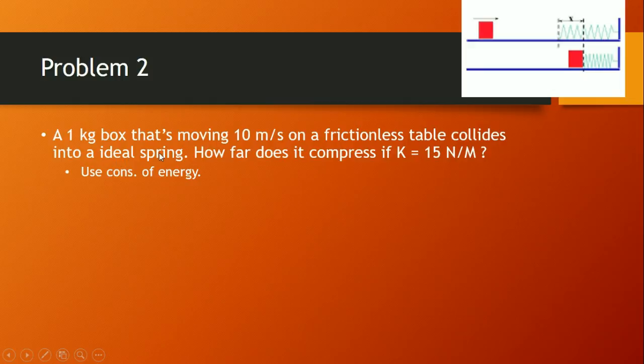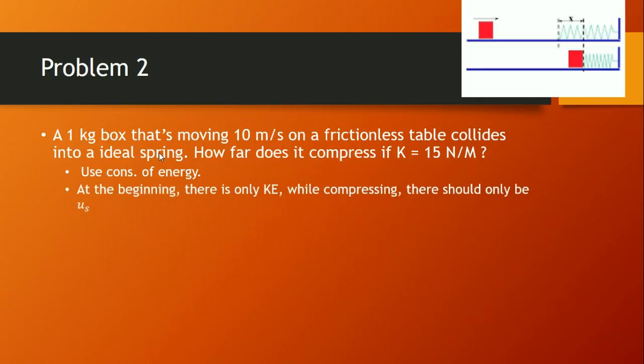So again, we have to figure out what energy is at the beginning. So at the beginning, the box is moving and it's on the ground. So let's assume the ground is the earth. So there's only kinetic energy because the box is on the earth. Initially the box has nothing to do with the spring, so it's only moving.